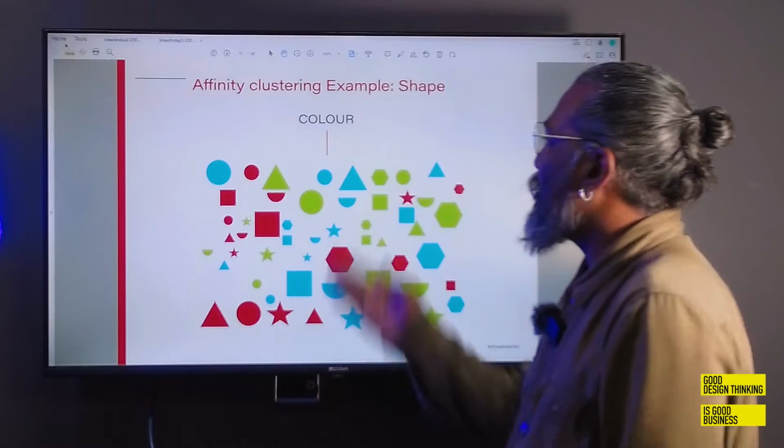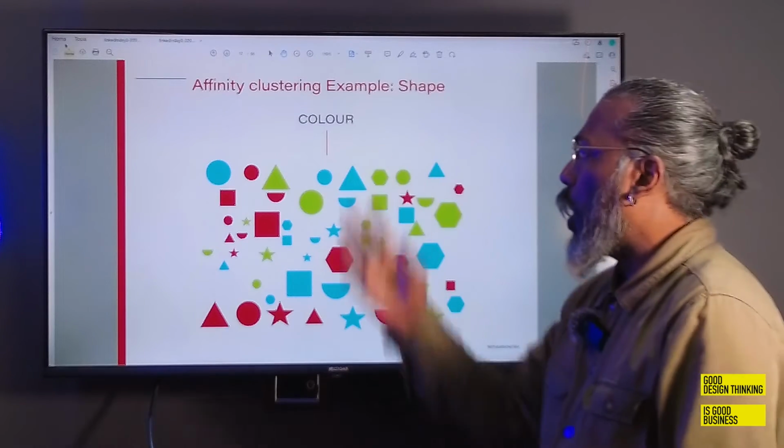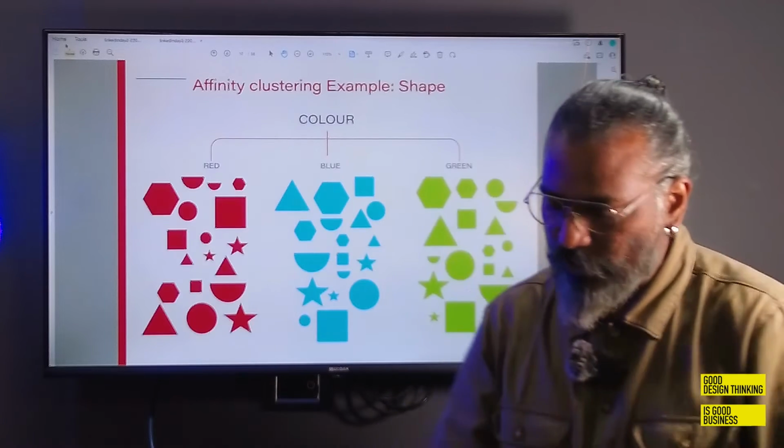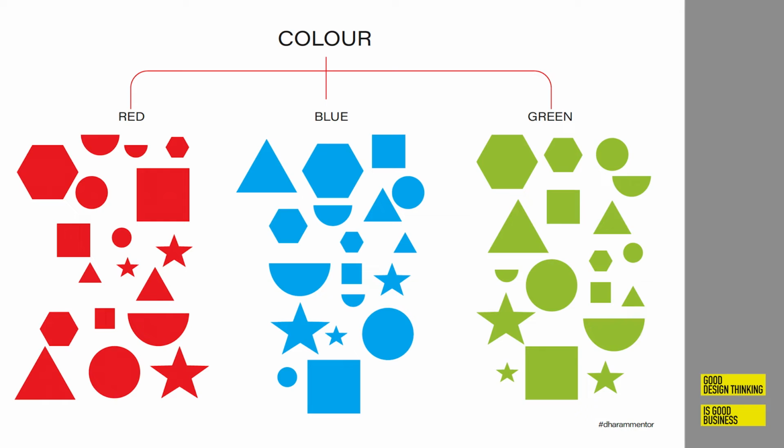If I keep my affinity cluster title as color, how do I segregate them? Clearly you can see there are 3 dominant colors: red, blue, green.